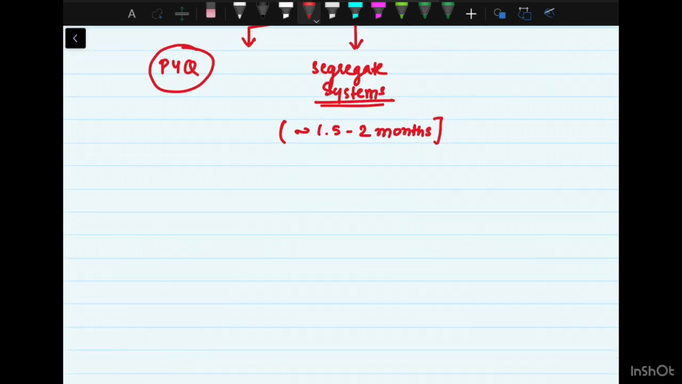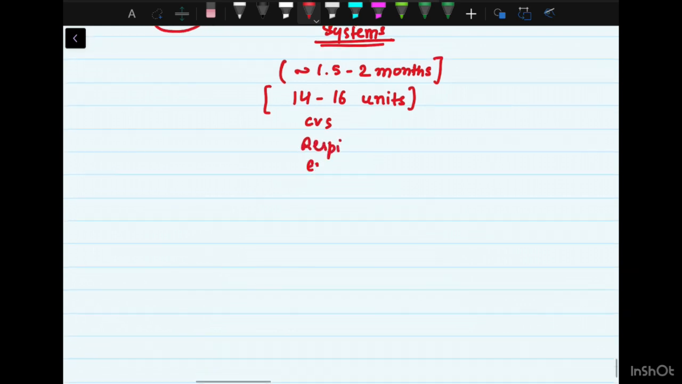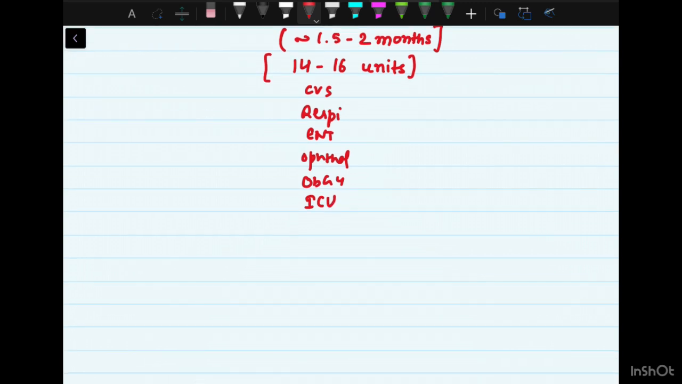Why am I saying so? I have done it very recently. That is why I'm telling you that even if you are very slow, you have 14 to 16 units. Obviously, in these units, you know the types. There are systems like CVS and RESP, which are comparatively larger units. You have smaller units like ENT, Ophthal, OBGY, and ICU. It may look large, but ICU is comparatively a smaller unit because you cover mechanical ventilation in your respiratory system. Then there are other random units, and what is left will be miscellaneous.